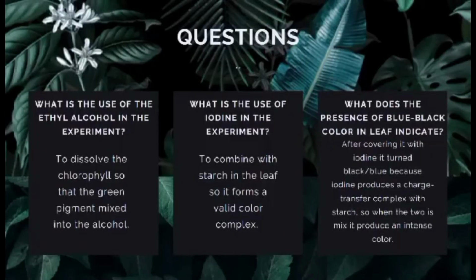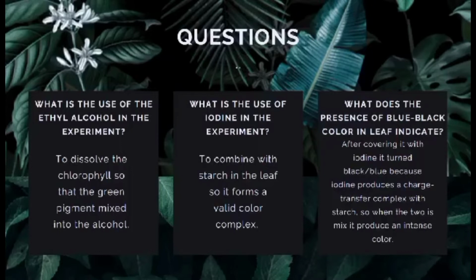Up next, let's answer the questions. What is the use of ethyl alcohol in the experiment? It is to dissolve the chlorophyll so that the green pigment mixes into the alcohol. What is the use of iodine in the experiment? It is to combine with starch in the leaf so it forms a violet color complex.